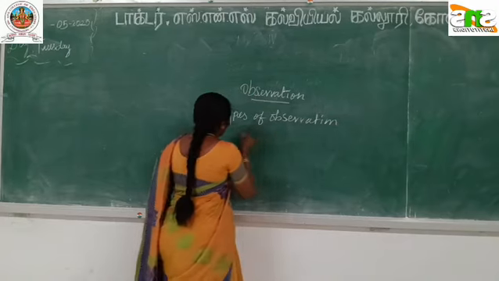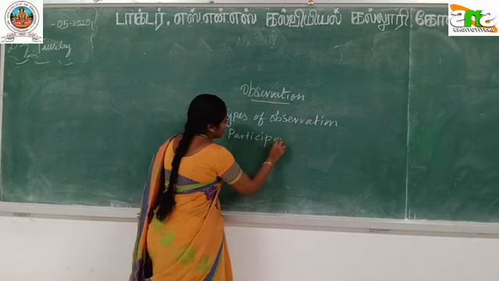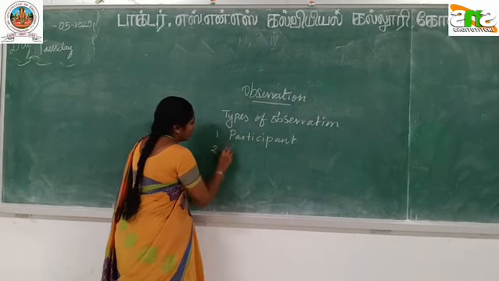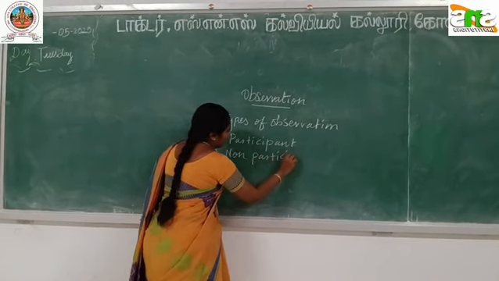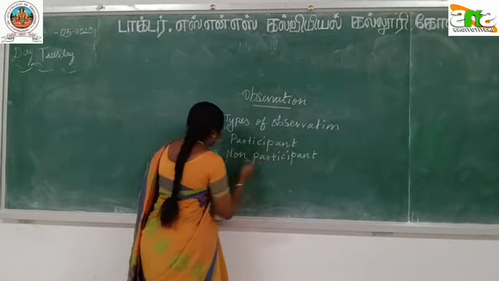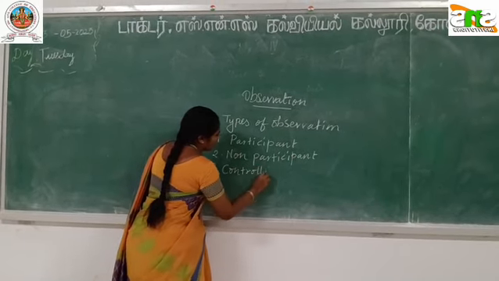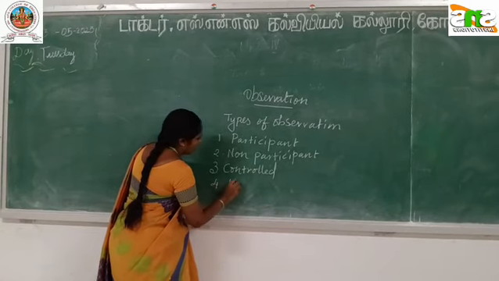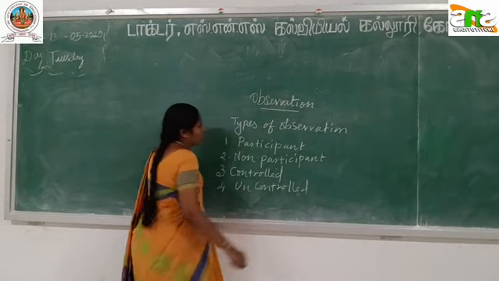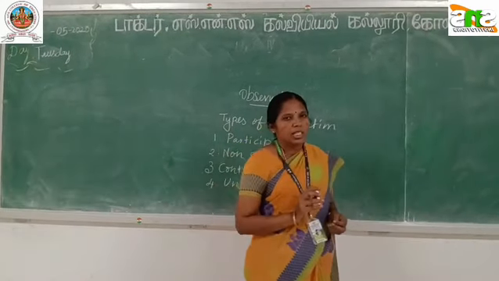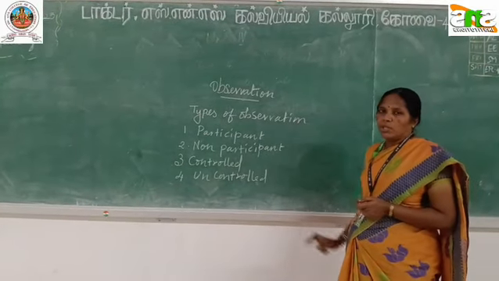First one is participant observation. Next one is non-participant observation. Third one is controlled observation. Then the fourth one is uncontrolled observation. So there are 4 different types of the assessment technique in the observation tool.